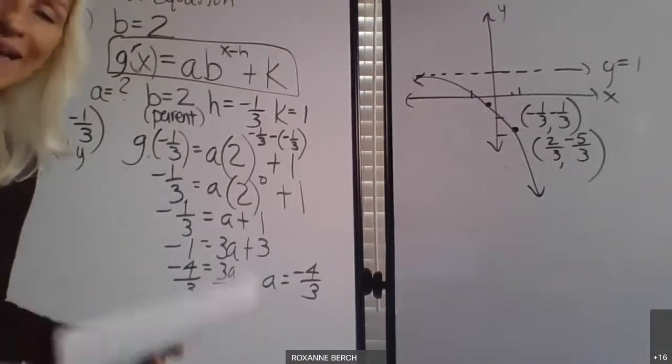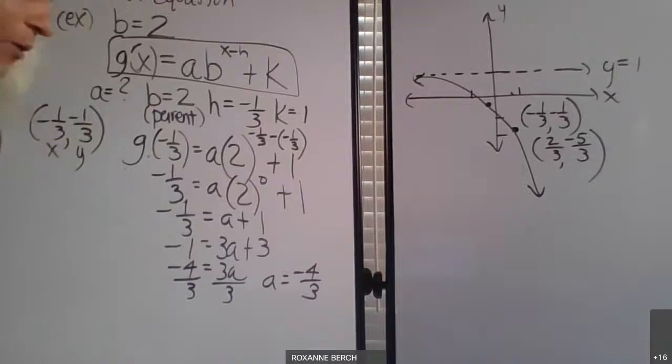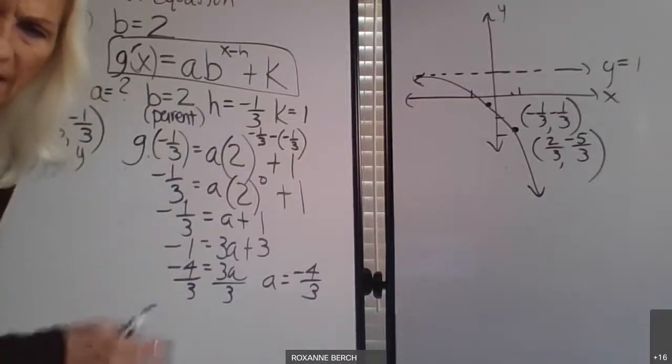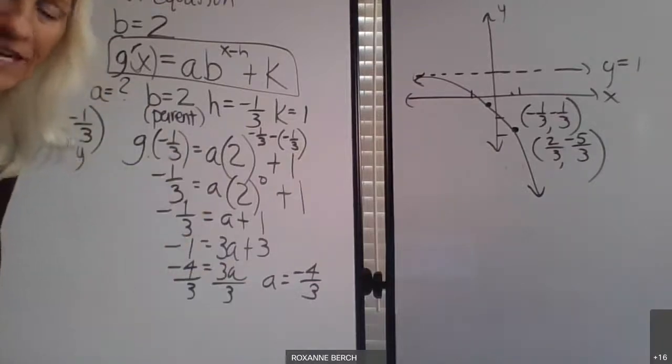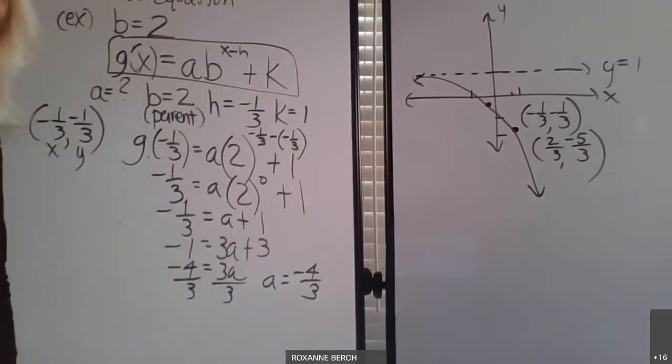Now, you do not have to do that. The reason why I did that is because I only want to mess with the fraction at the very end. I don't want to have to get a common denominator. I don't want to have to mess with fractions. So if you multiply the whole equation by 3, you don't have to mess with the fractions until the very end.